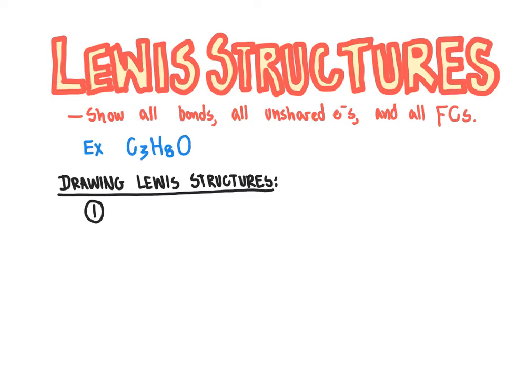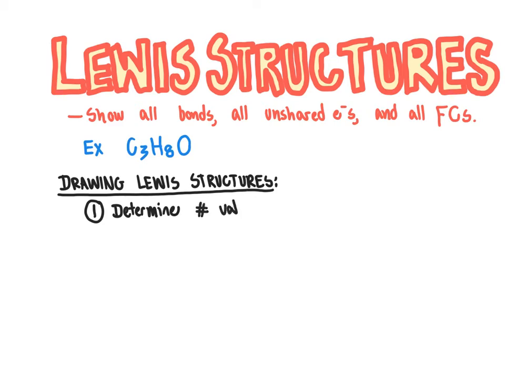And those steps are, first off, we need to determine the total number of valence electrons in the compound. To determine the total number of valence electrons, assuming it's a neutral molecule, what we're going to do is add the valence electrons that correspond to each individual atom in the molecule. And remember that valence electrons are going to correspond to the column of the periodic table that that atom appears in. So first off, determine the total number of valence electrons.